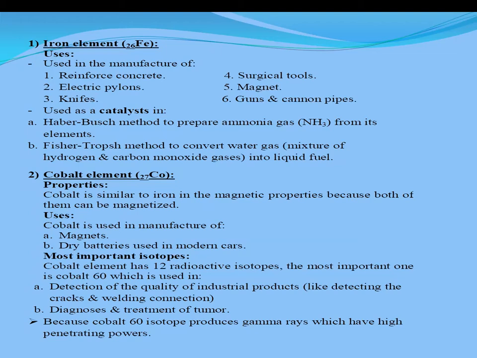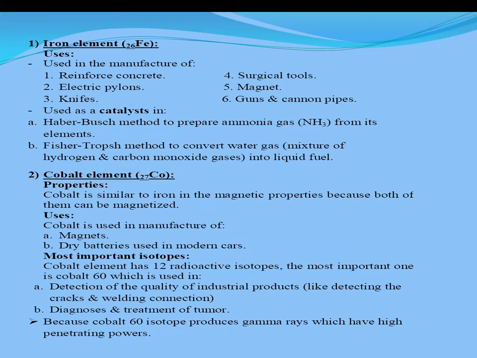Cobalt, for example, this is the 7th element. Cobalt is Co27. Its properties are similar to iron in magnetic properties, because both of them can be magnetized. The uses of cobalt: cobalt is used in manufacture of magnets, and dry batteries used in modern cars.